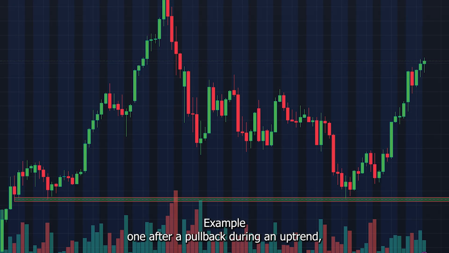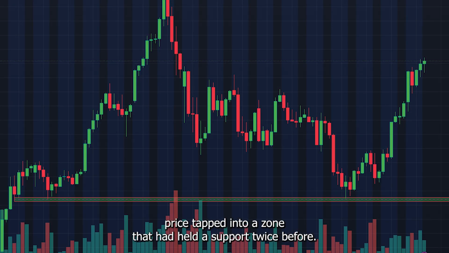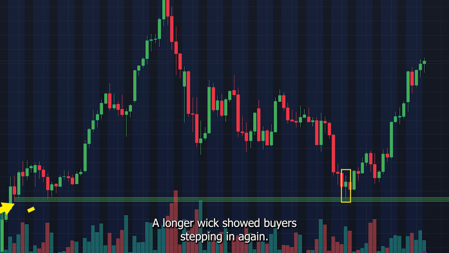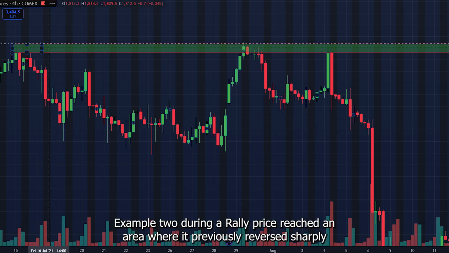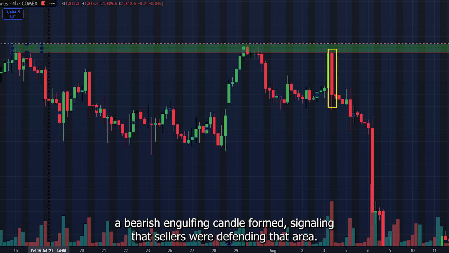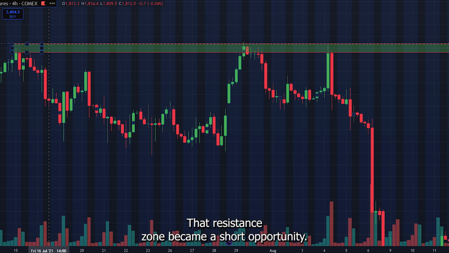Example 1. After a pullback during an uptrend, price tapped into a zone that had held as support twice before. A longer wick showed buyers stepping in again. That's a clear sign to watch for confirmation to enter long. Example 2. During a rally, price reached an area where it previously reversed sharply. A bearish engulfing candle formed, signaling that sellers were defending that area. That resistance zone became a short opportunity.